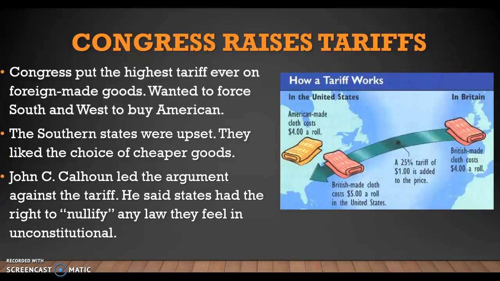And you can kind of see from this picture here how a tariff is going to work. You've got an actual picture here of what looks like cloth, $4 a roll. You're going to add a 25% tariff, which is $1, and now it's $5 compared to the American made for also $4. So you can see which one would probably be bought.